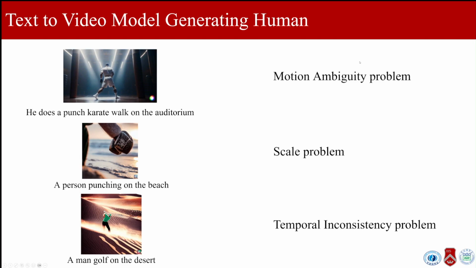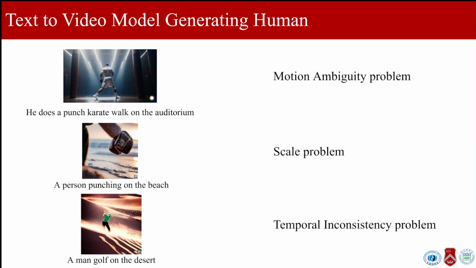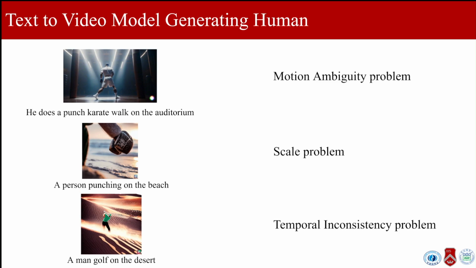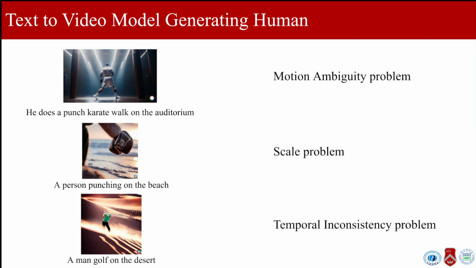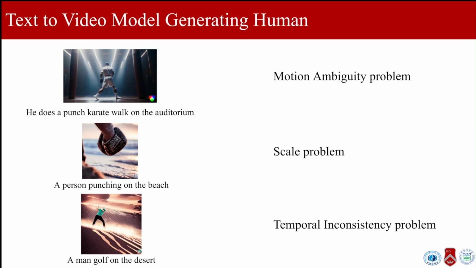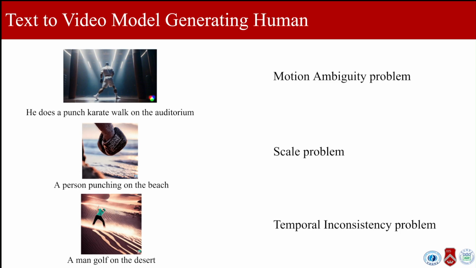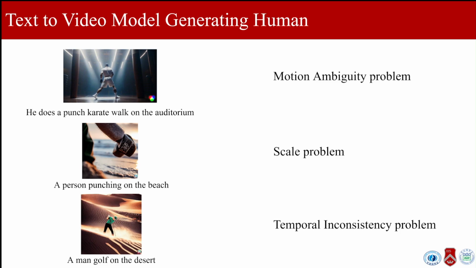The field of text-to-video generation has developed thanks to advancements in text-to-image models. However, when it comes to generating humans, certain issues arise. First, some actions must be captured from specific angles to be properly represented. However, as seen in the first row of images, videos where only the back view is shown can make it difficult to understand the action being performed.